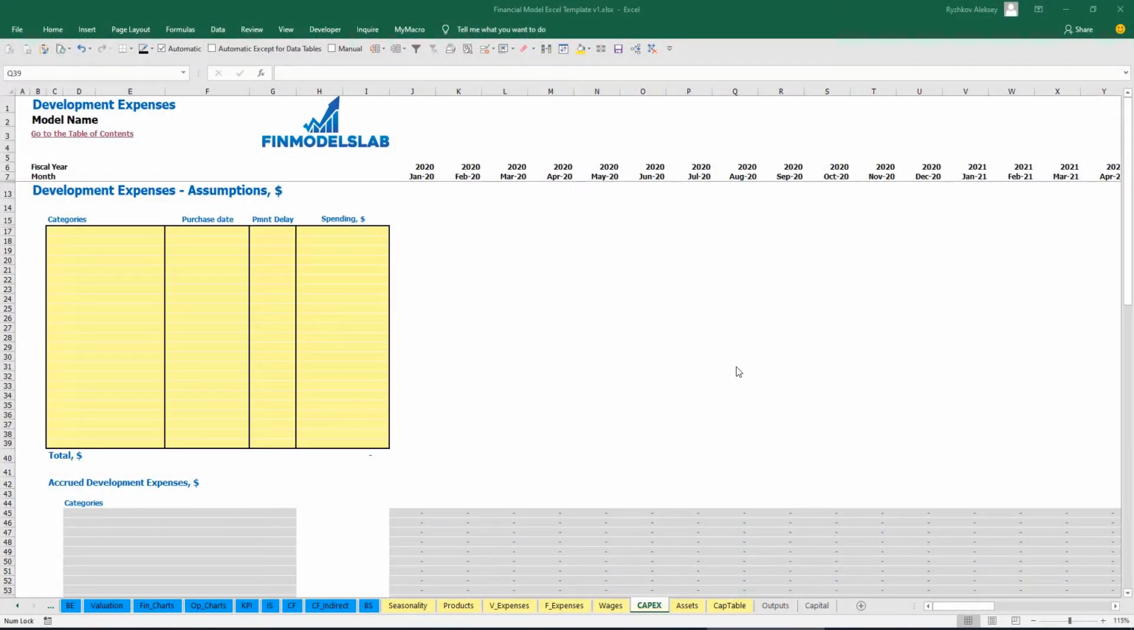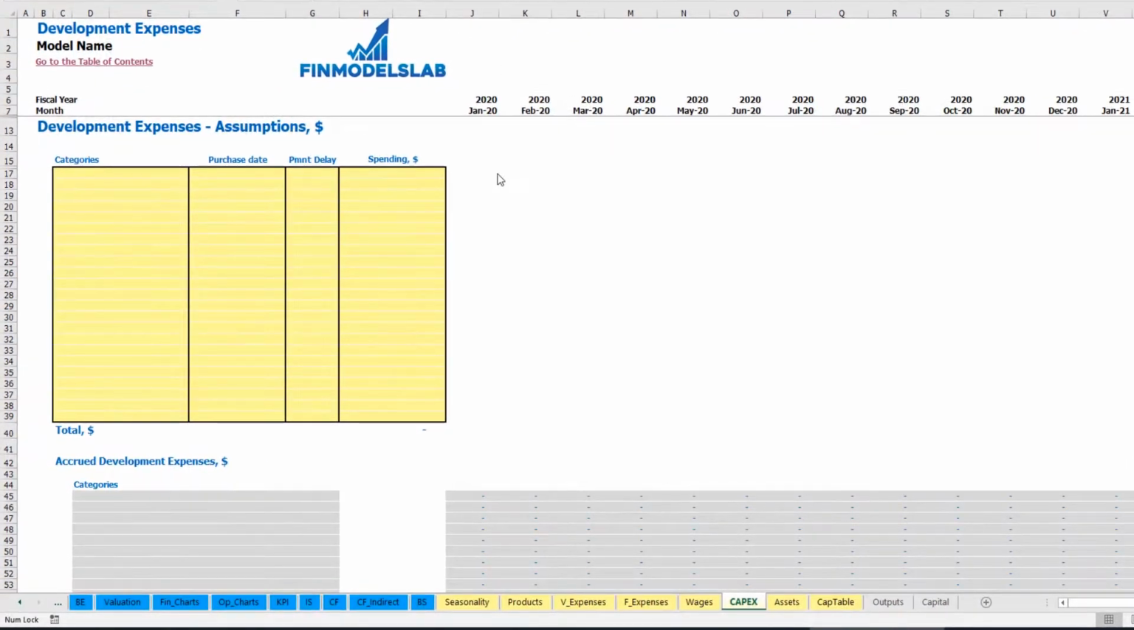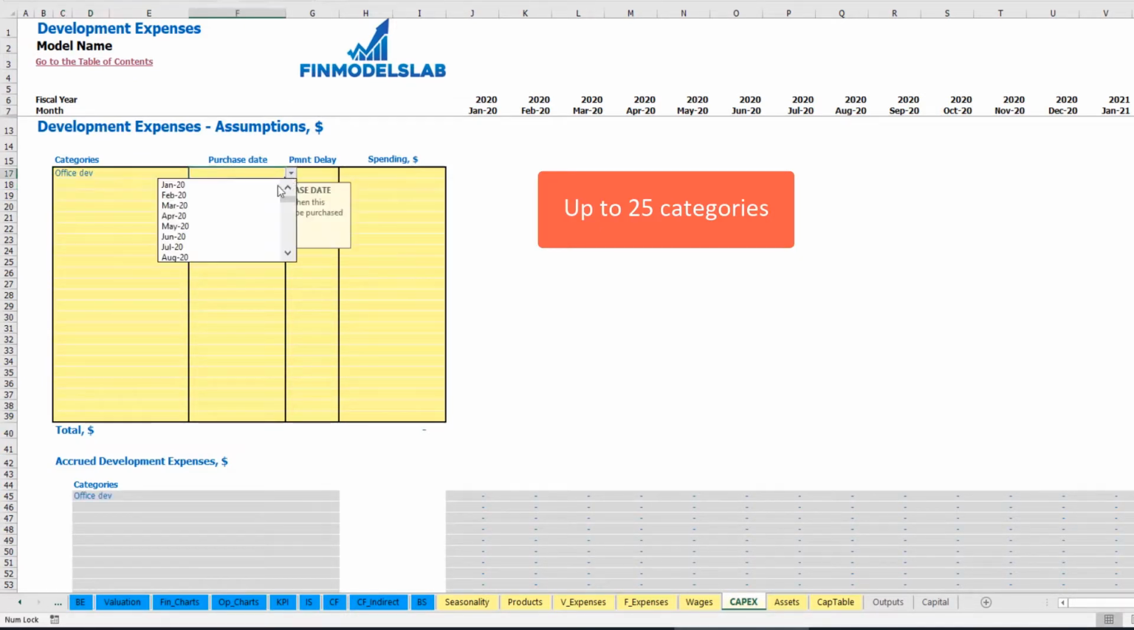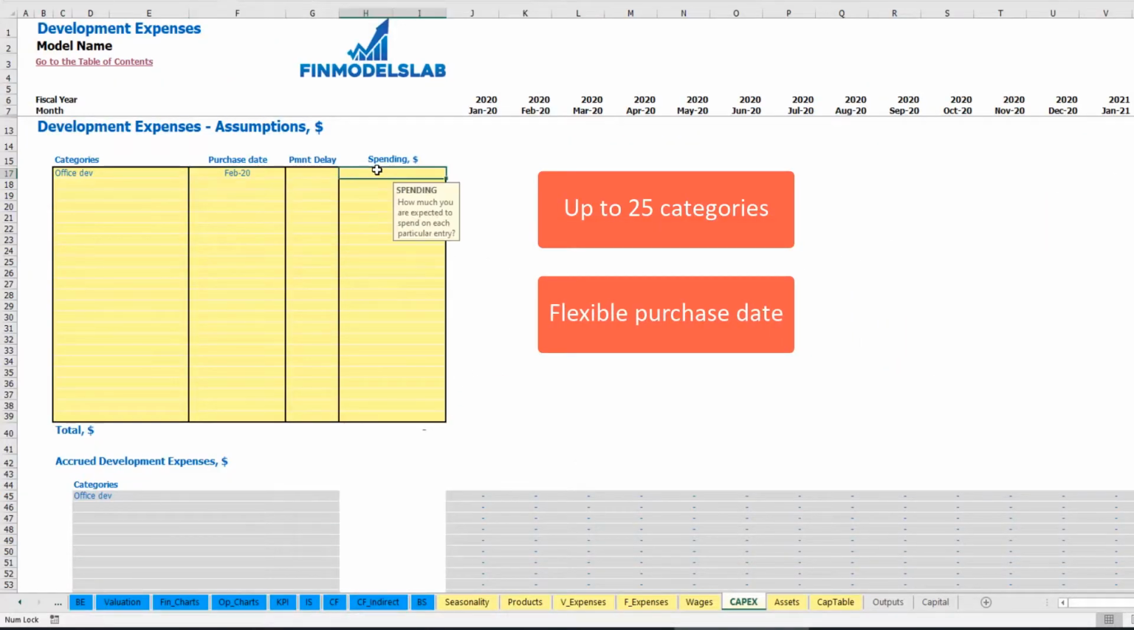On the CAPEX tab you may input up to 20 development expenses categories. Let me give you a couple of examples. So for example, office development, this purchase date of February 20 with spending of $10,000, and you also can input payment delay.